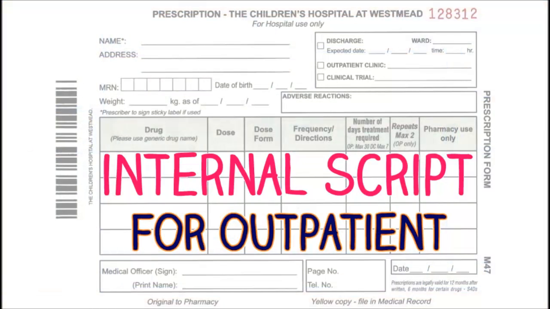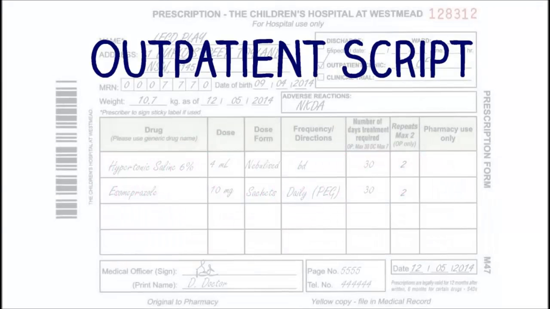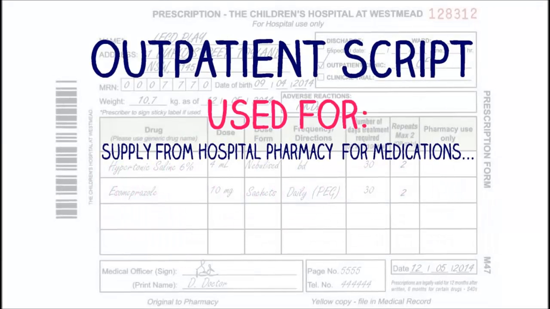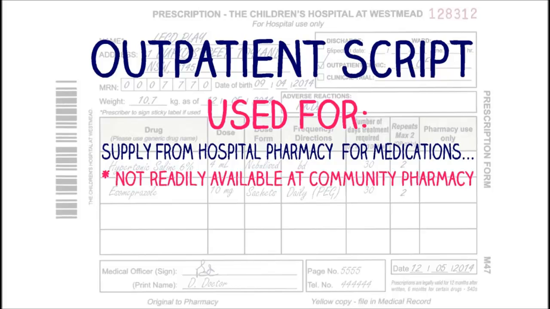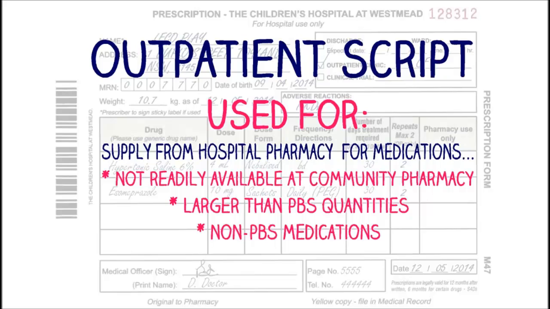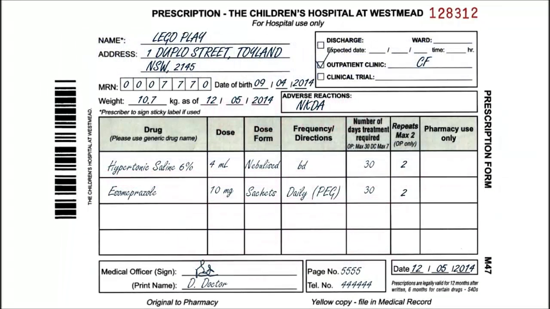Now, let's see the use of the same form for an outpatient script. Use this form for an outpatient script for medications that are supplied by the hospital pharmacy, which are not readily available at community pharmacies, are larger than PBS quantities, are non-PBS medications, or are Children's Hospital manufactured items. Once again, standard outpatient charges will apply. This is what a completed outpatient script looks like.